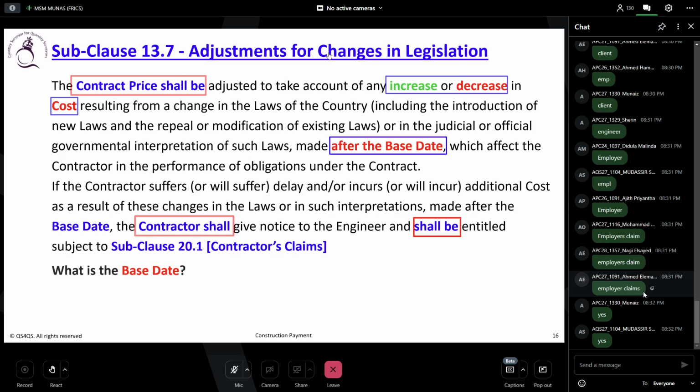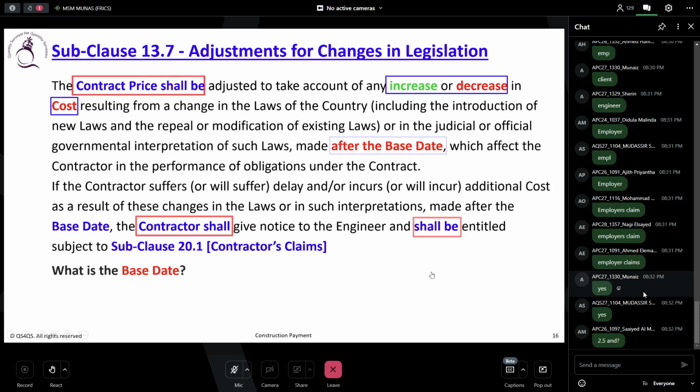So Mark 2.5, then if claims come, 20.1 or 2.5 come, then 3.5 will follow, because it will be a determination by the engineer. So this is all about 13.7, but I say you are supposed to call it a claim, you are supposed to take it as a variation, but anyhow, the FIDIC drafters put it as a claim.